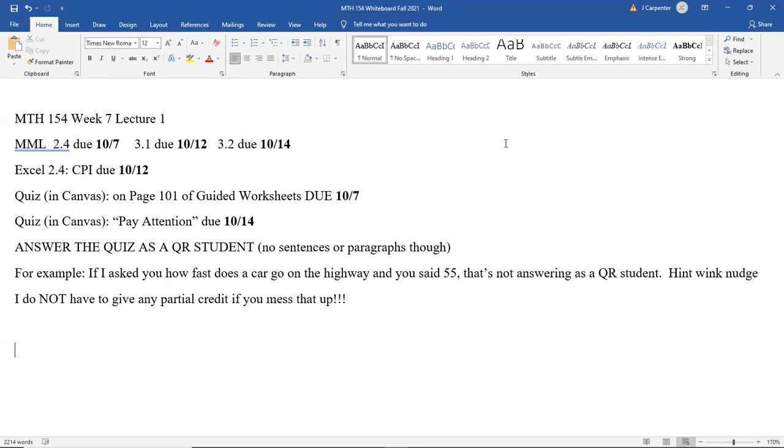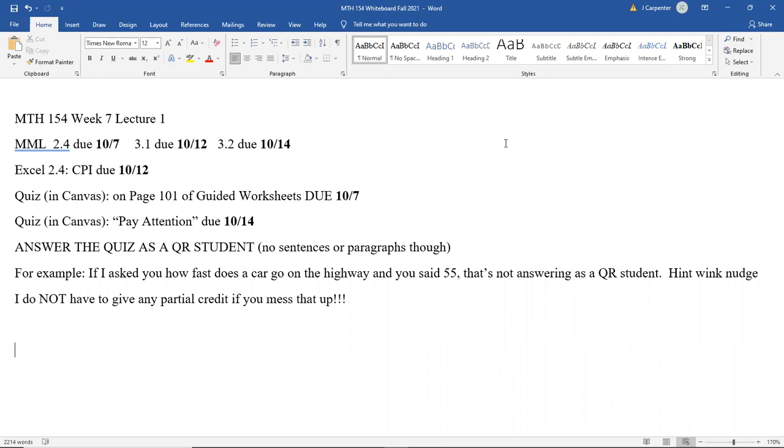The whole point of this quiz is, you guessed it, you have to pay attention to the details. So you're going to be coming through trying to find a detail. It's actually a pretty short problem. There is a tiny bit of work involved. The answer isn't just staring you in the face up there. And I say to answer this as a QR student. Now, I don't want a sentence or a paragraph. This is one of those Canvas quizzes where it automatically grades things. It's not going to be me grading it.